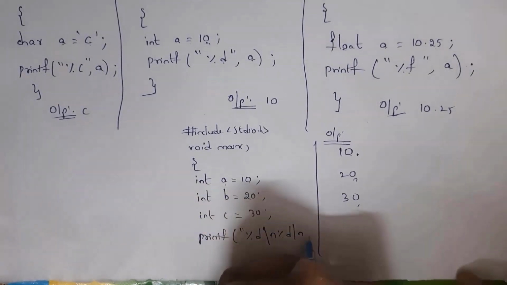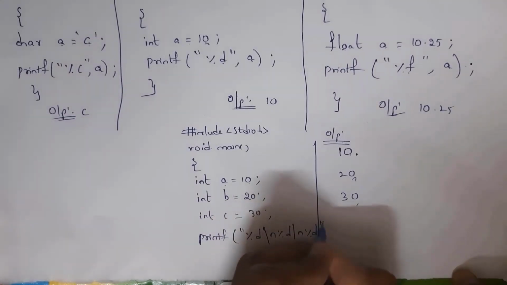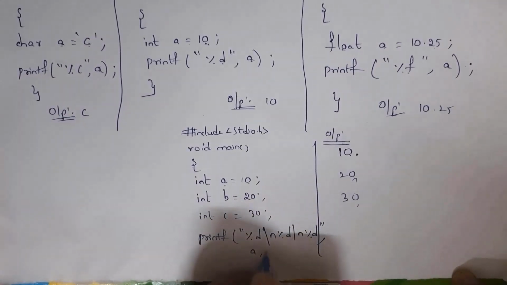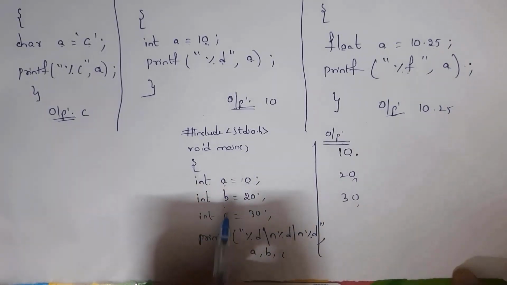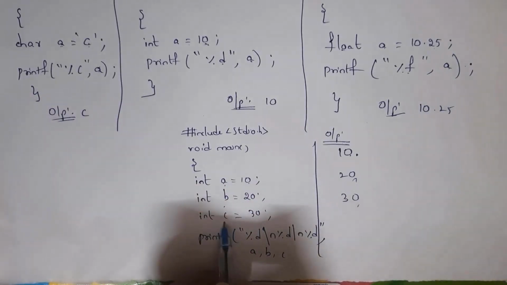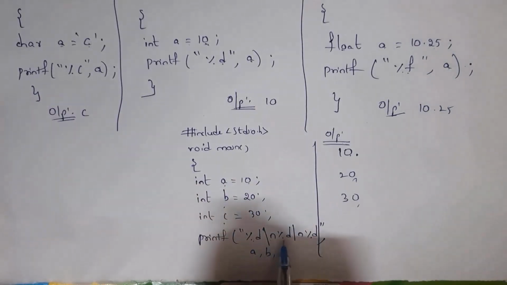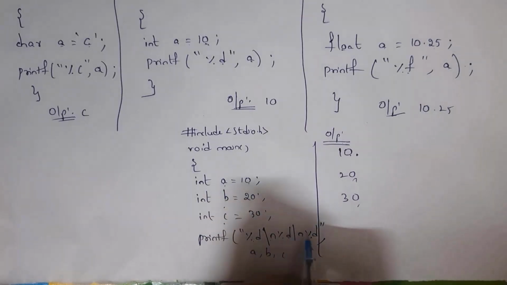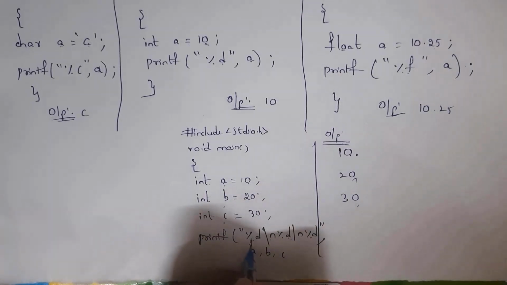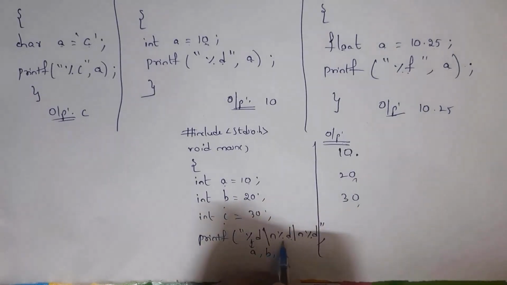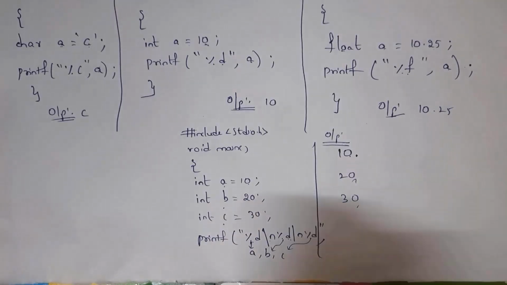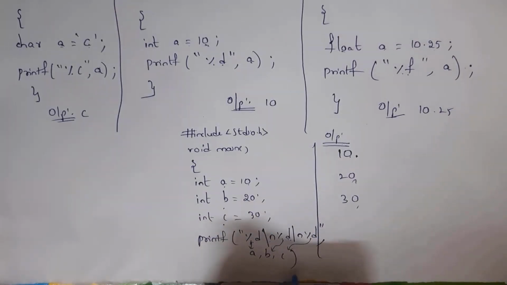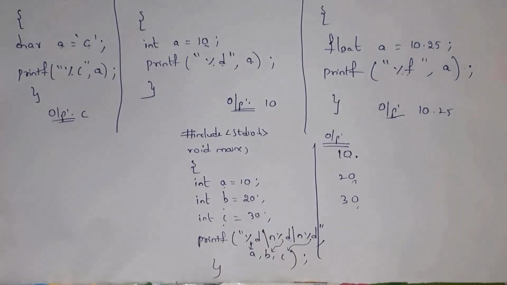So I need to take 3 format specifiers, that is %d, close double quotations, comma, a, comma, b, comma, c, because 10 is present in variable a, 20 in variable b and 30 in variable c. So I took 3 format specifiers, %d\n, %d\n, %d, double quotations, comma. This %d is for variable a and this %d is for variable b and this %d is for variable c. So I took here a, comma, b, comma, c, close bracket, semicolon. Whenever you execute this program, then you will get output as 10, 20, 30.